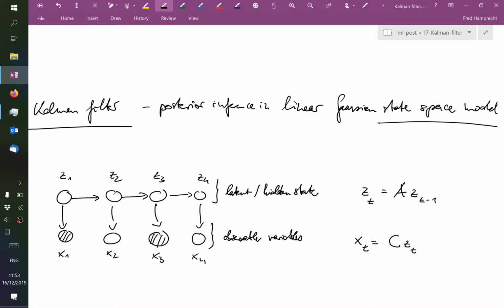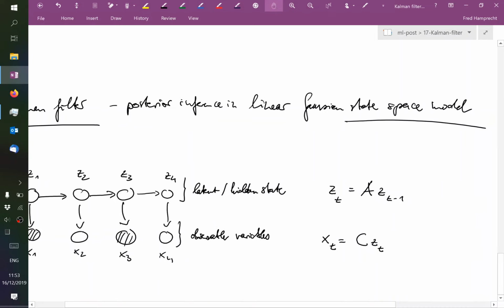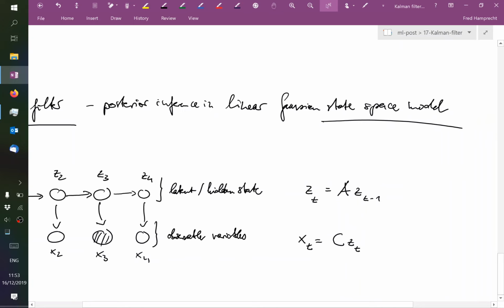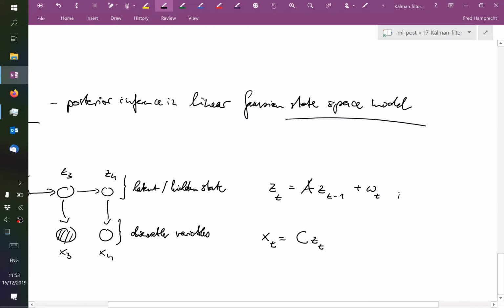And now we want to make the whole thing Gaussian. So to make all of these terms normally distributed, we will actually add a noise term here, where Wt is normally distributed around 0 with a covariance of gamma. And we will also add a Gaussian observation noise Vt, where this Vt is also distributed around 0 with a covariance of sigma.